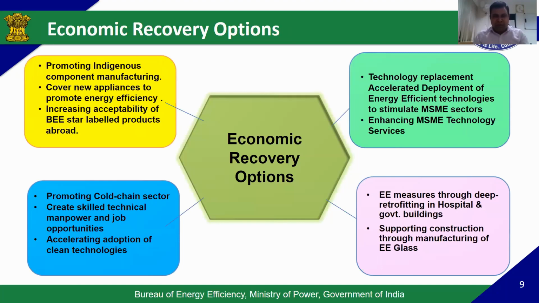So we are promoting a sector that is a cold chain, which is the agriculture sector and is a kind of backbone of our country. And it contributes almost 17% to the GDP of our country. The third is, of course, the technology replacement part, how to stimulate the MSMEs. And fourthly, it is the buildings, because we know that buildings have a lot of potential as far as job generation is concerned. And next, please.